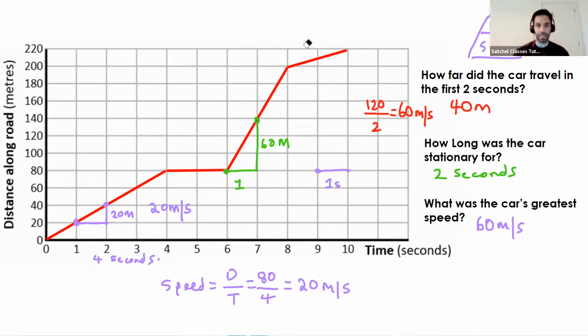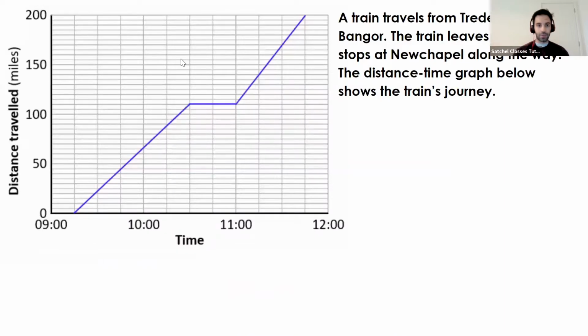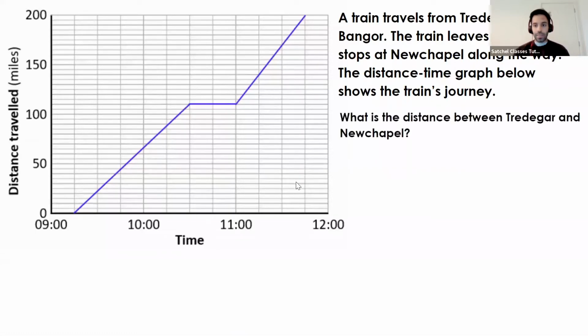If I clear the annotations here, we can go on to the next question. So it says here, a train travels from Tridigo to Bangor. The train leaves at 9:15 and stops at New Chapel along the way. The distance time graph below shows the train's journey. Now, what is the distance between Tridigo and New Chapel?